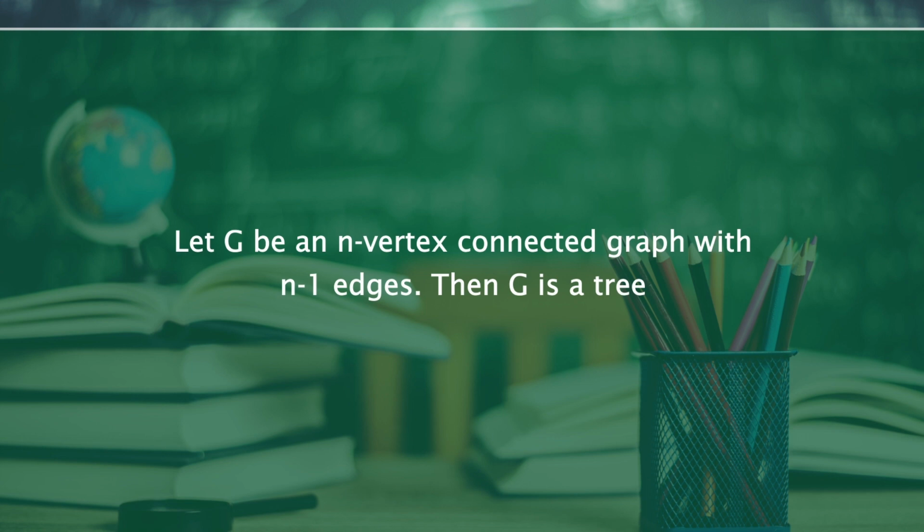The result says that let G be an n vertex connected graph with n minus 1 edges, then G is a tree. So you know that an n vertex connected graph has at least n minus 1 edges, right? And here we are given that if an n vertex connected graph has exactly n minus 1 edges, then it is a tree. So to prove this, what are we given? We are already given that G is connected. So we have to show that G is acyclic, right? That is, G has no cycles.